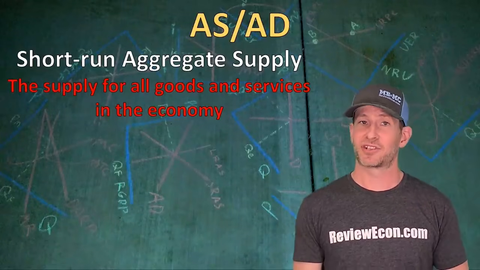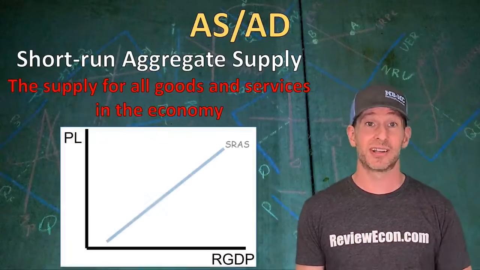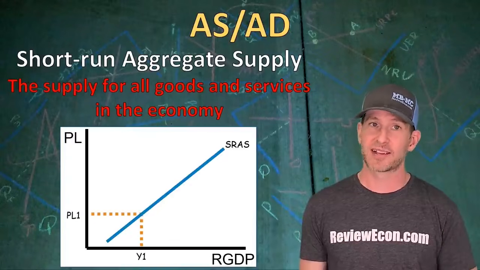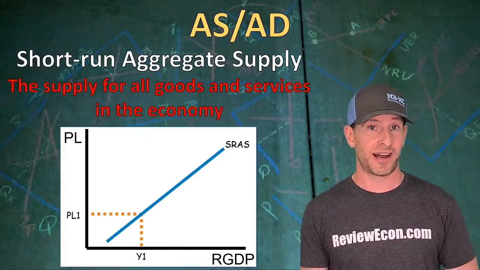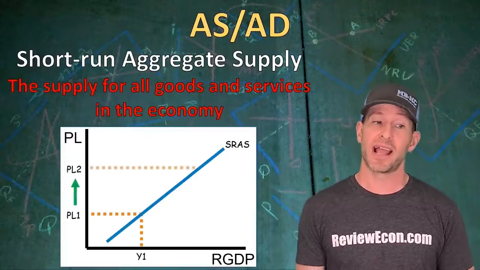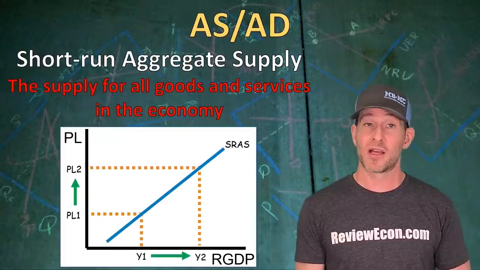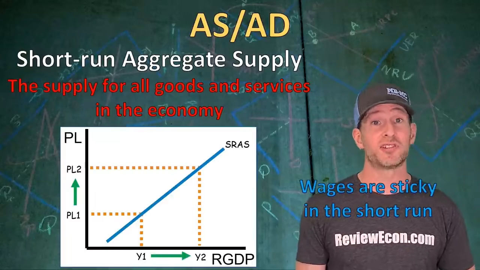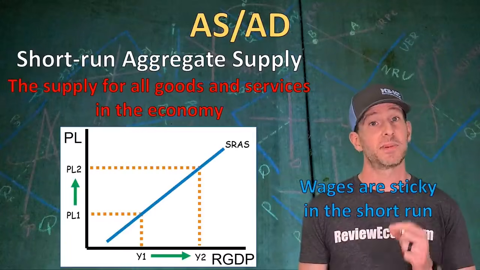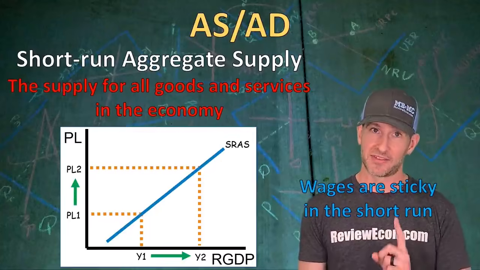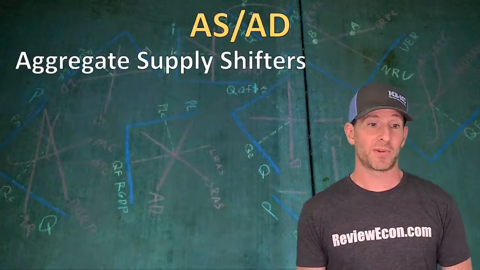The short-run aggregate supply curve is the supply of all goods and services within an economy in the short run. It looks just like a supply curve for a single good. It's upward sloping. At low price levels, we have low quantities of real output, and at high price levels, we have higher quantities of real output. The reason why we have an upward sloping short run aggregate supply curve is because wages are sticky in the short run.